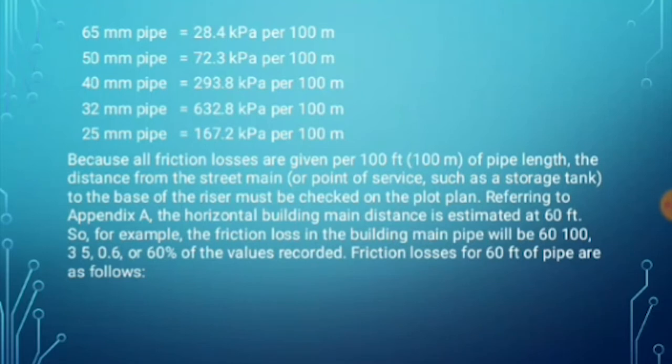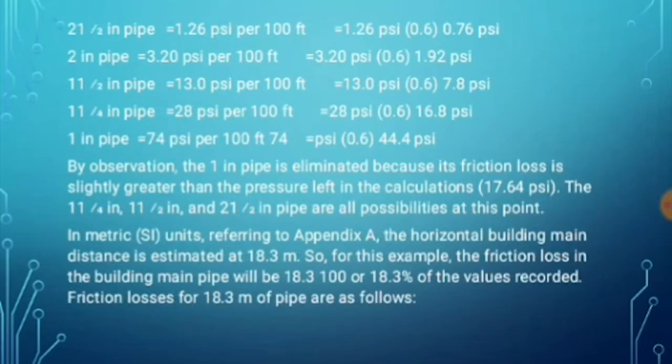Because all friction losses are given per 100 feet of pipe length, the distance from the street main to the base of the riser must be checked on the plot plan. Referring to Appendix A, the horizontal building main distance is estimated at about 60 feet. So, for example, the friction loss in the building main pipe will be 60/100, or 0.6, or 60% of the values recorded. Friction losses for 60 feet of pipe are as follows. By observation, the 1 inch pipe is eliminated because its friction loss is slightly greater than the friction left in the calculation, 17.64 psi.